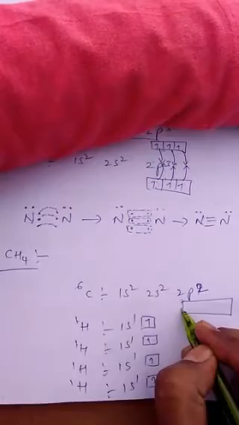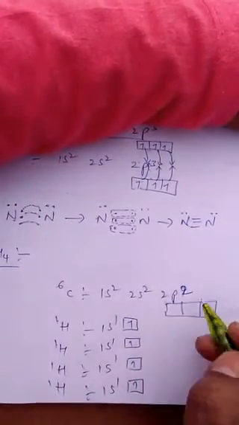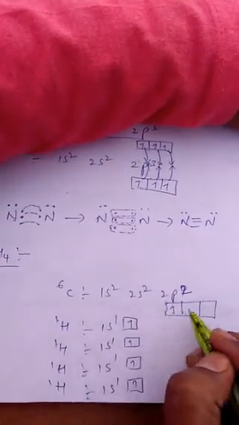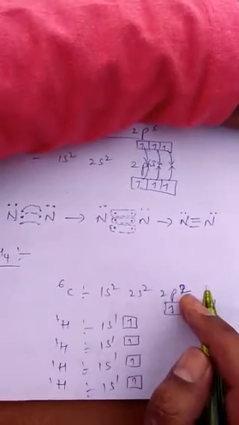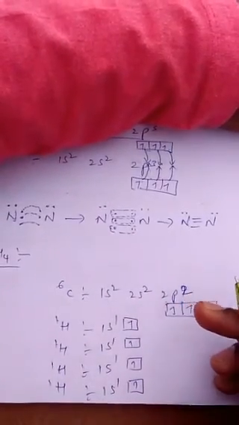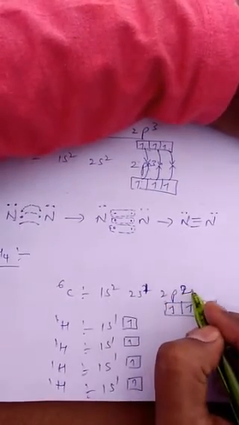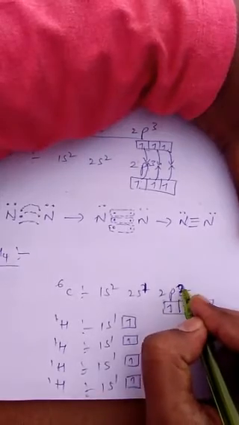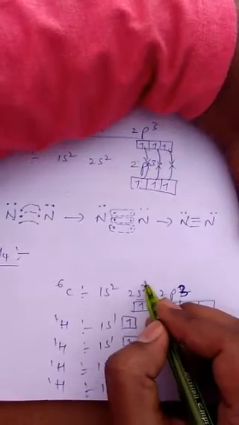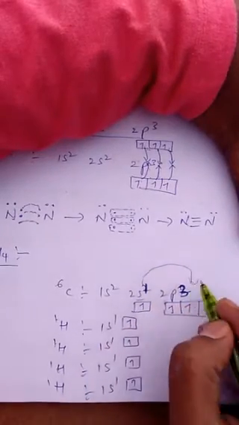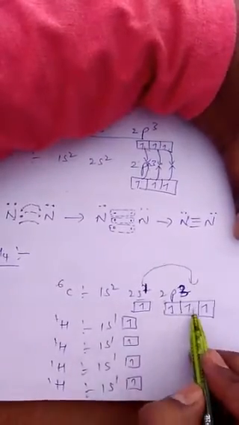Next is the carbon p orbital. The number of p orbitals is 3, and the electrons are 2 only. This is the carbon ground state electronic configuration. Then the carbon excited state electronic configuration is 2s1, 2p3. 2p3 is the excited state configuration. So if 1 electron shifts from the s orbital to the p orbital, that is called the excited state. In the carbon excited state, the number of single electrons is 4.